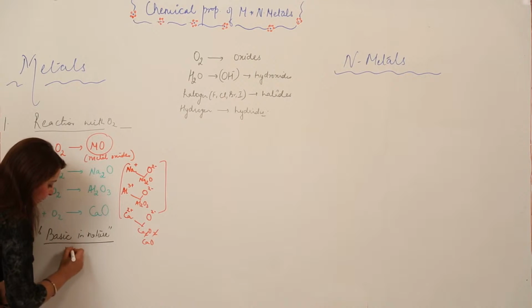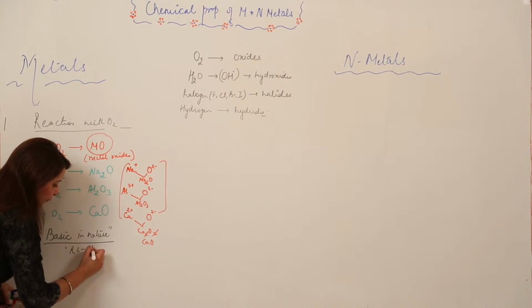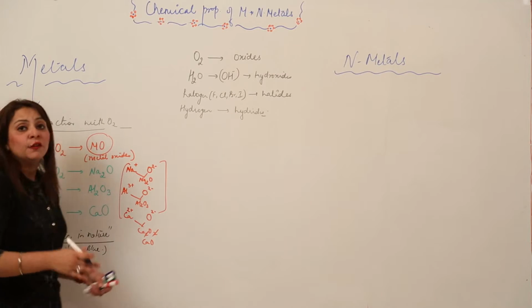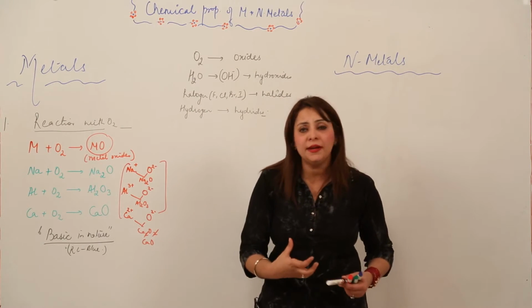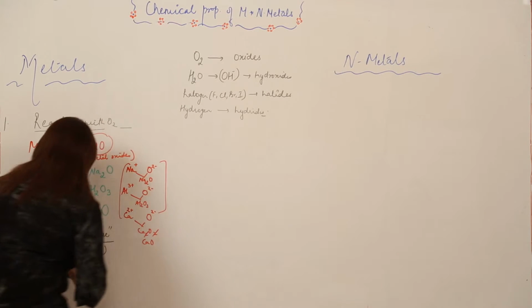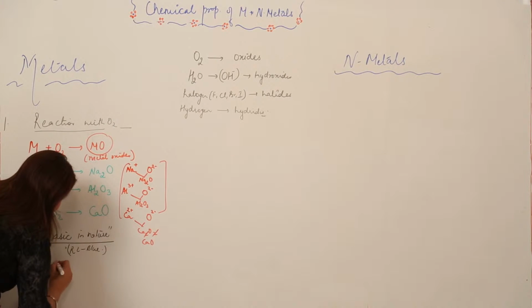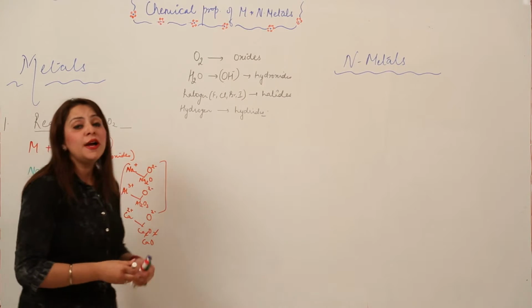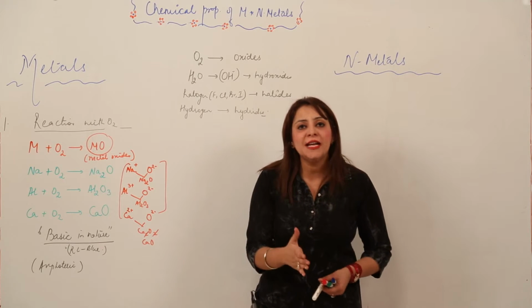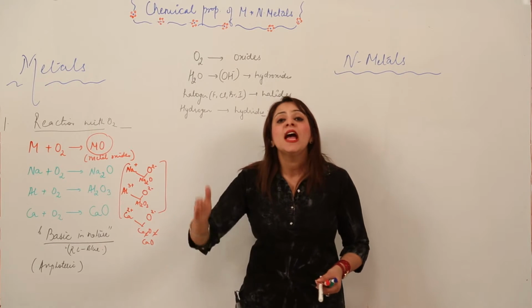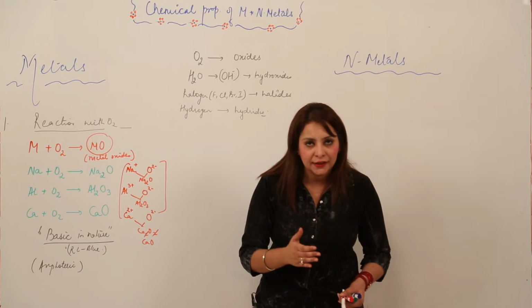That means they turn red litmus blue. But we also come across certain metal oxides which show an exceptional behavior, that is, they are amphoteric in nature. Right. What do I mean by amphoteric? Amphoteric means a substance which possesses the acidic character as well as the basic character, right?